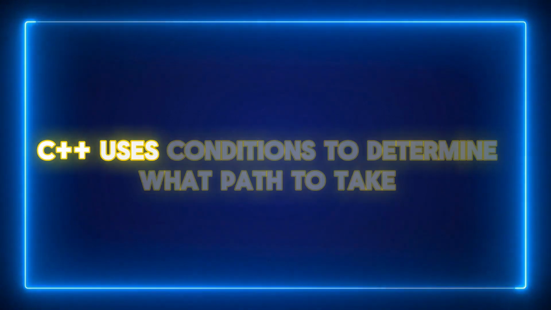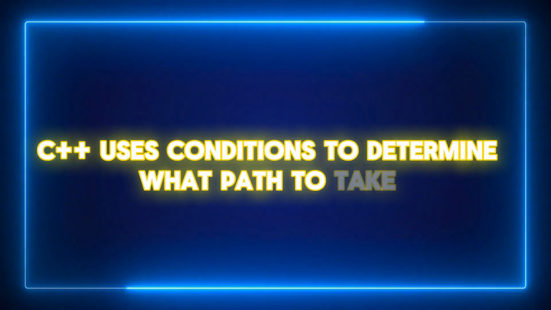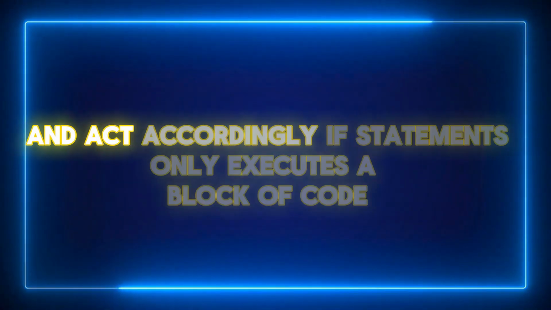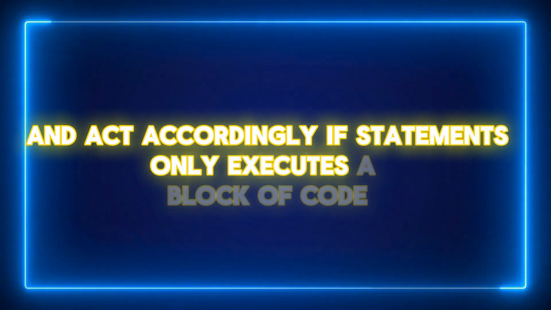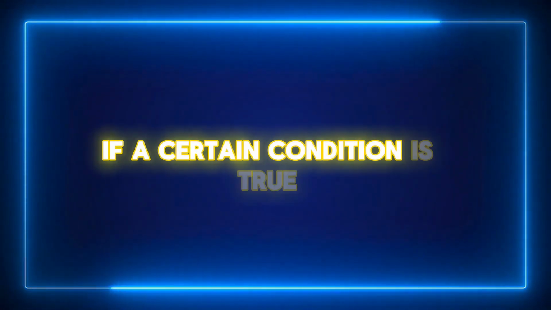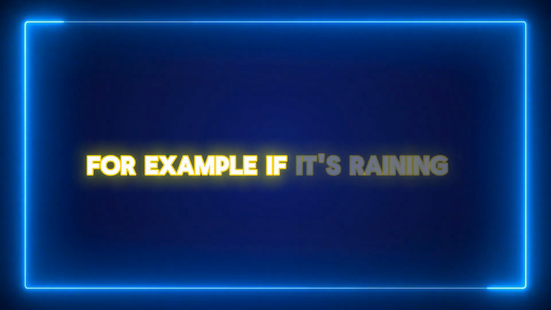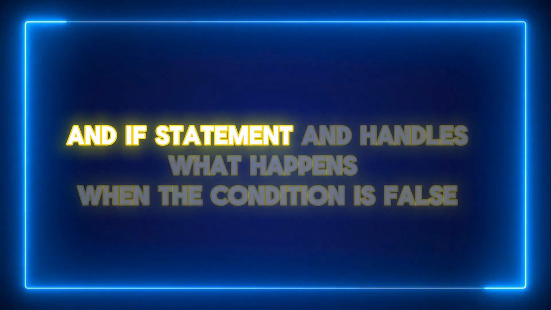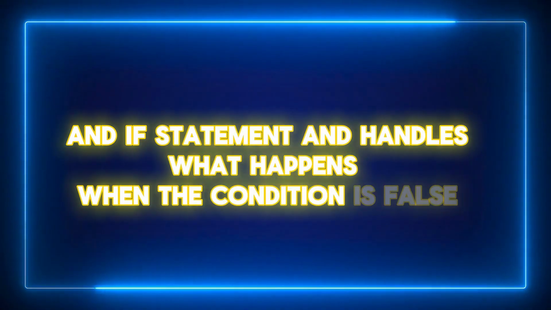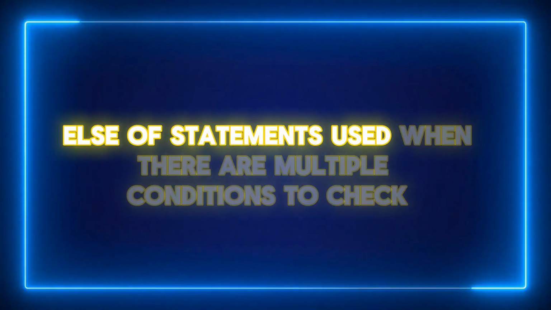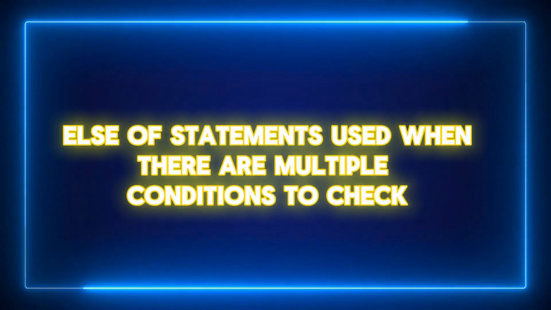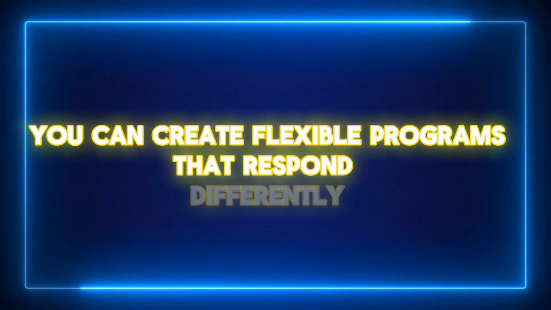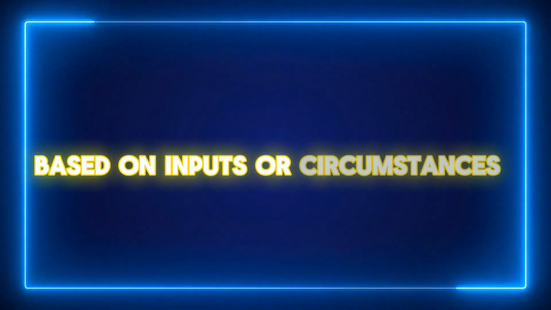3. Decision making. Decision making lets programs behave intelligently by allowing choices between actions. C++ uses conditions to determine what path to take. These conditions check if something is true or false and act accordingly. If statements only execute a block of code if a certain condition is true. For example, if it's raining, bring an umbrella. Else statements follow an if statement and handle what happens when the condition is false. Else if statements are used when there are multiple conditions to check. Using these decision-making statements, you can create flexible programs that respond differently based on inputs or circumstances.